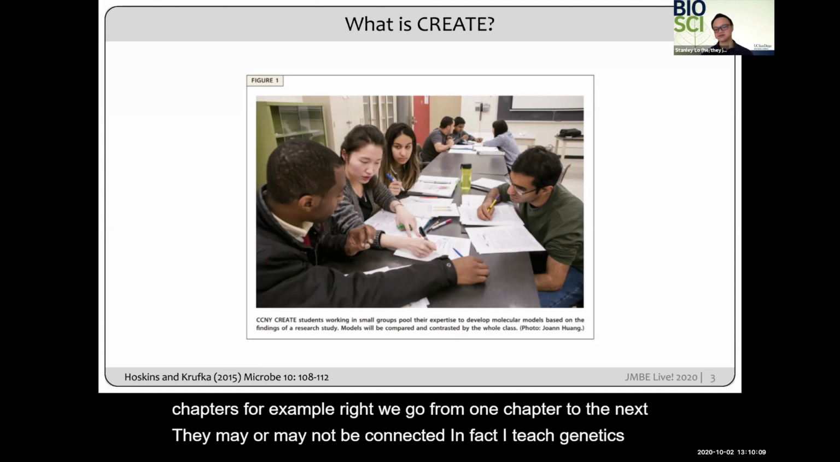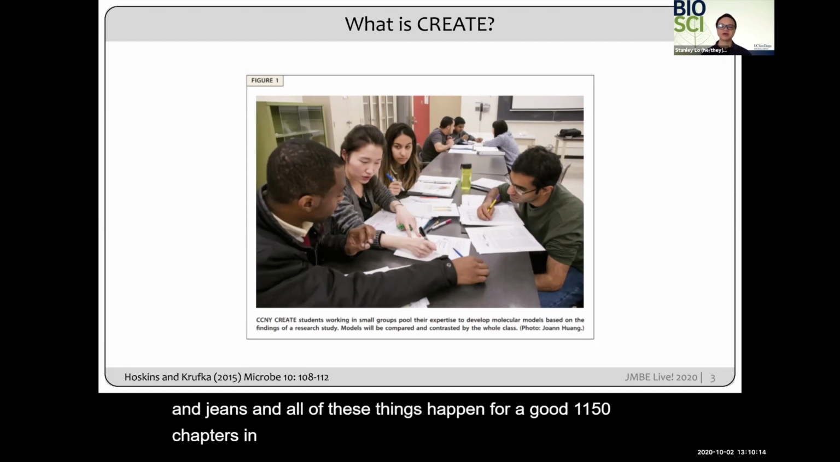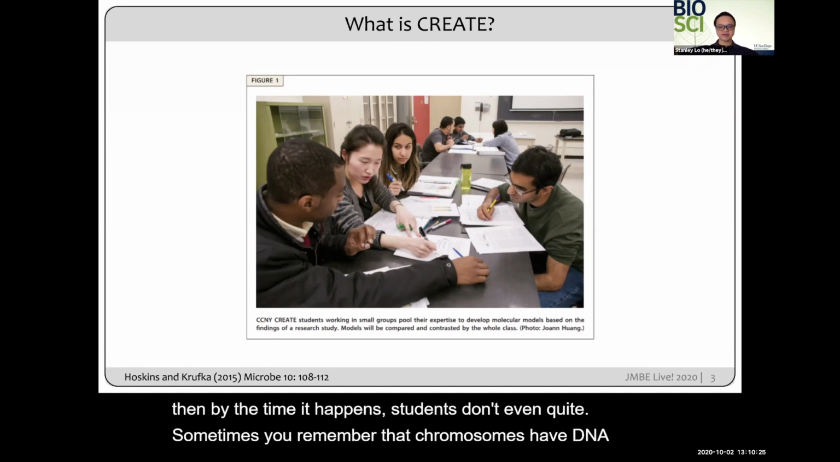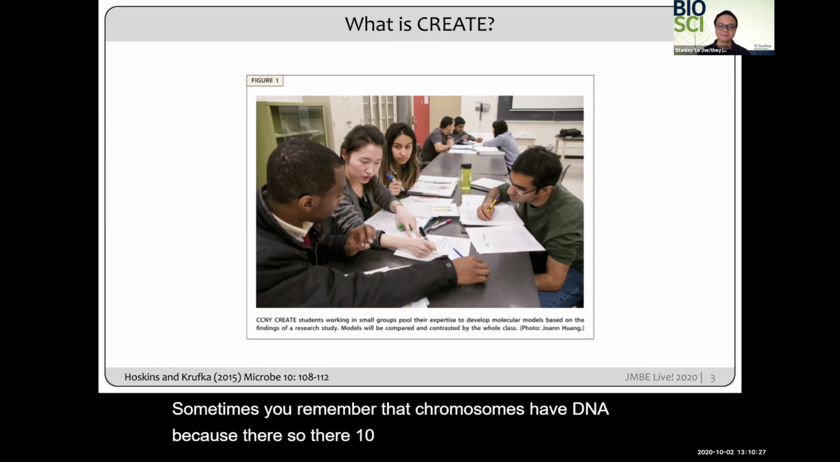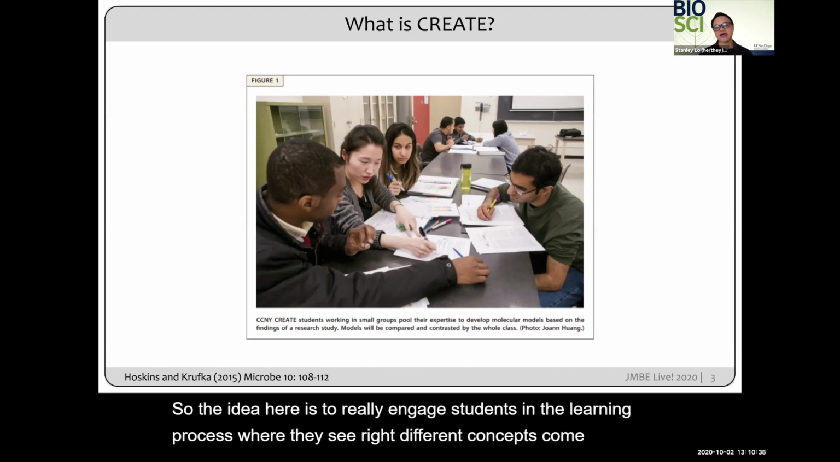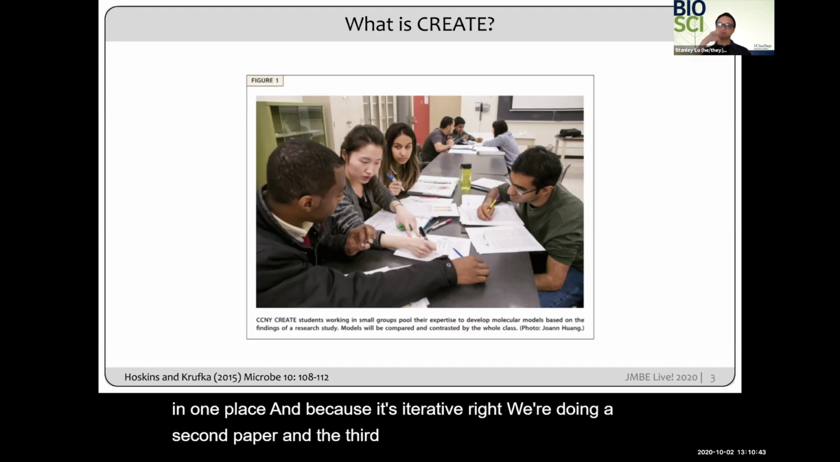And genes and all of these things happen for a good 10 to 12 chapters in the textbook before we learn about DNA, right? And then by the time it happens, students sometimes don't even remember that chromosomes have DNA because they're 10 chapters apart in the book, right? So the idea here is to really engage students in the learning process where they see different concepts come together in one place. And because it's iterative, we're doing a second paper and a third paper, they in fact see the concepts multiple times in the course, right?